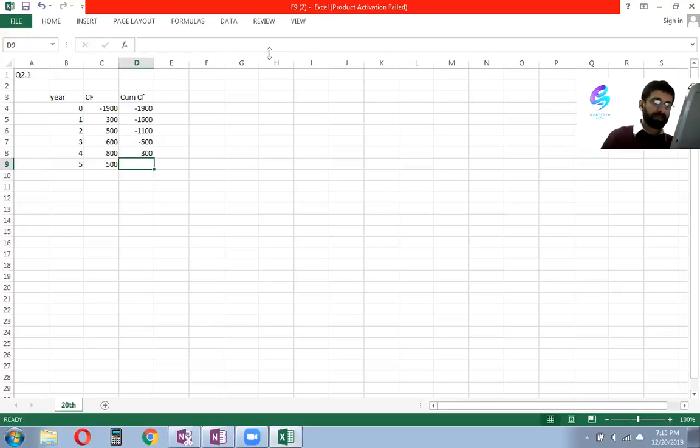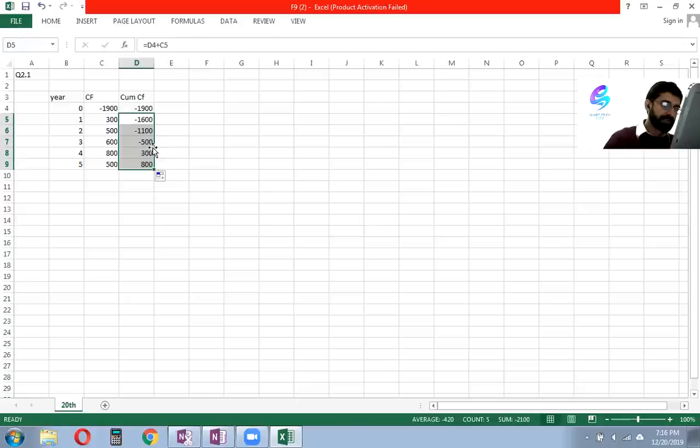In order to do it quickly, what you can do is, in the first cell, it will be minus 1900 plus 300, and then you can simply drag it and apply it on the rest of the cells. So can you see, after 1 year, we have 1600 left. After 2 years, we have 1100 left. After 3 years, we have 500 left. And in the 4th year, we have plus 300.